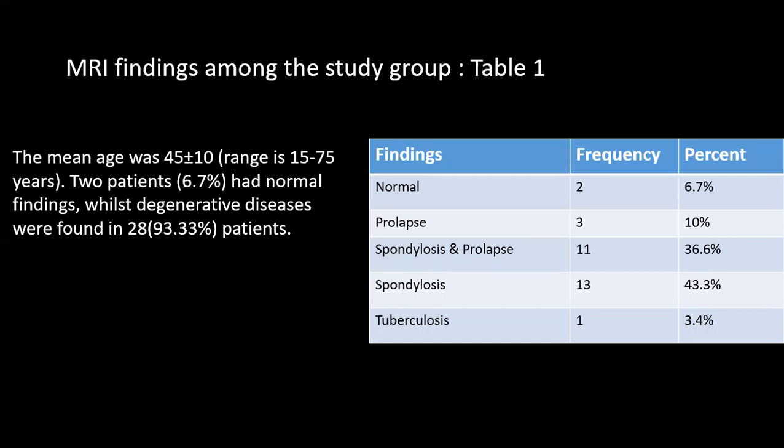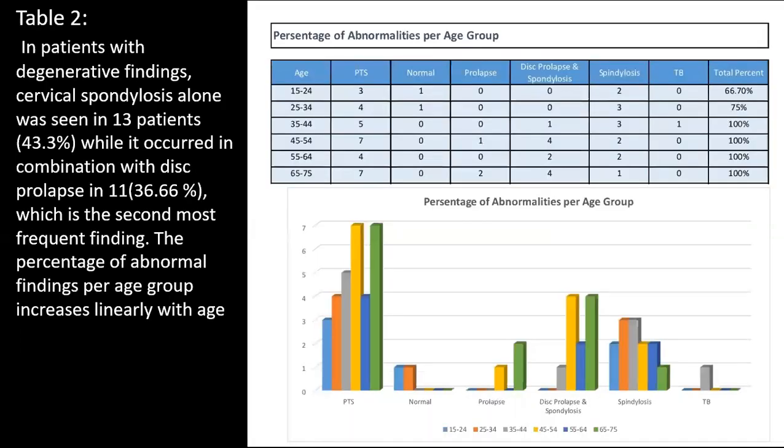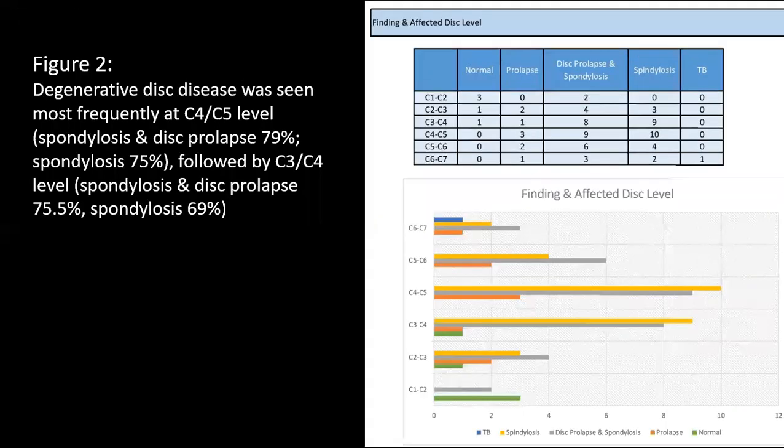The mean age was 45 plus or minus 10. Two patients had normal findings, while degenerative disease was found in 28 patients, that is 93.33%, as shown in table 1. Table 2 shows the patients with degenerative findings: cervical spondylosis alone was seen in 13 patients, 43.3%, while it occurred in combination with disc prolapse in 11, that is 36.66%, which is the second most frequent finding. The percentage of abnormal findings per age group increases linearly with age.